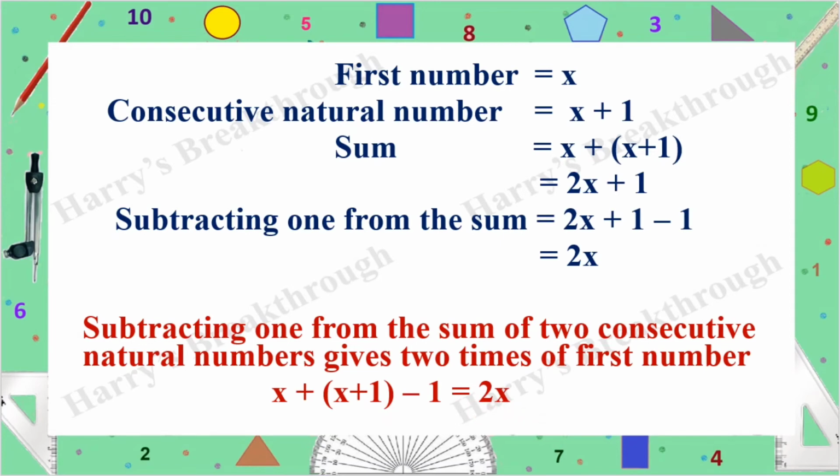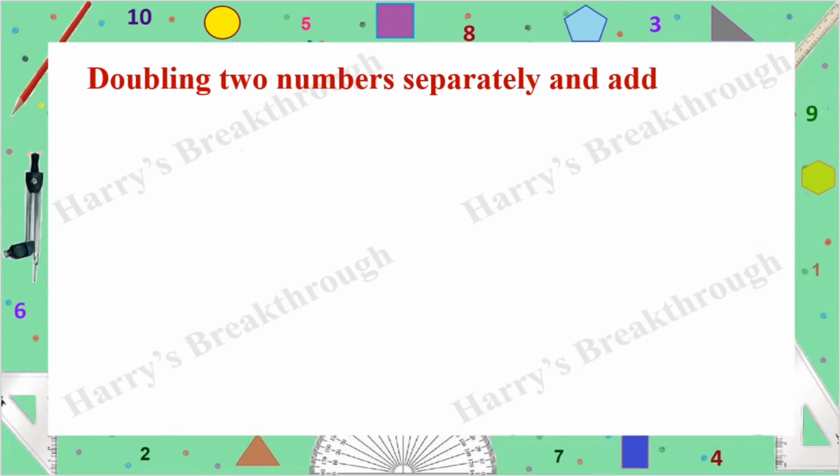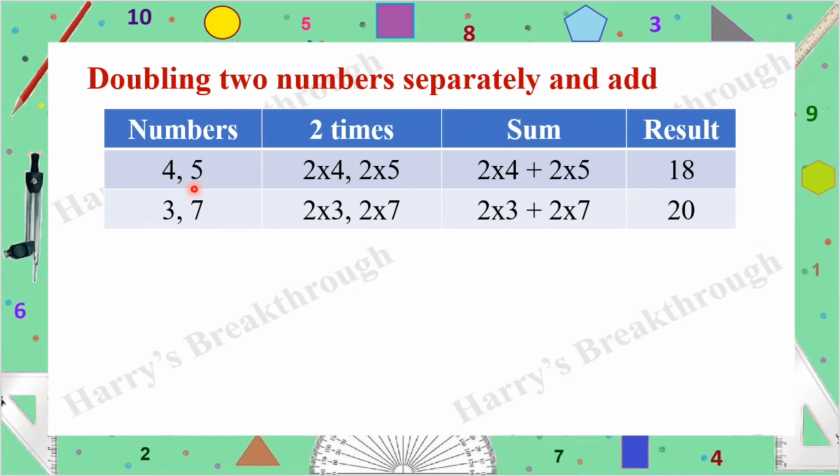You got it? Okay. Now another example. Doubling two numbers separately and add. So let's draw a table. First column, numbers. Second column, 2 times the numbers and their sum, and the result. So let's take the numbers as 4 and 5 and then 2 times of these two numbers, that is 2 into 4 and 2 into 5. Now let's add these two. 2 into 4 plus 2 into 5 is equal to 8 plus 10, 18, right?